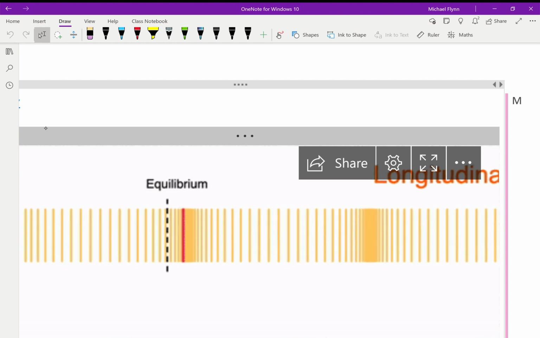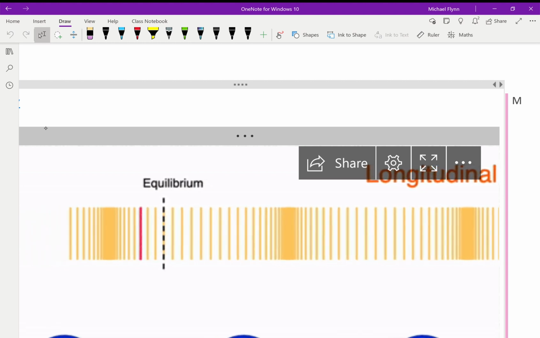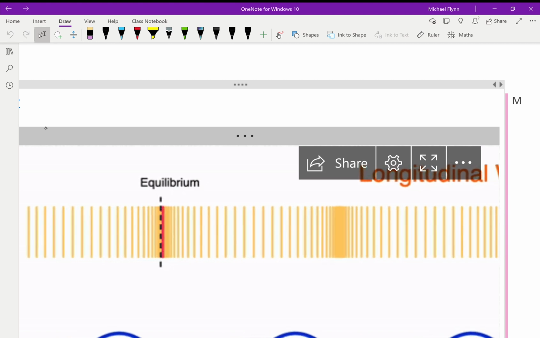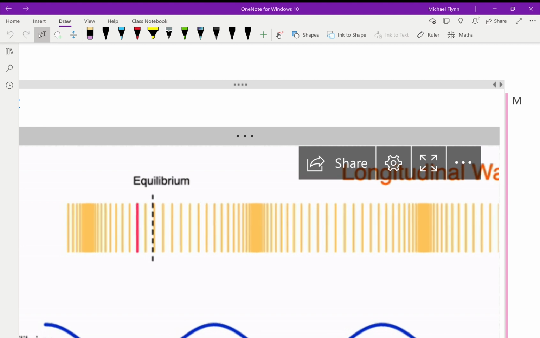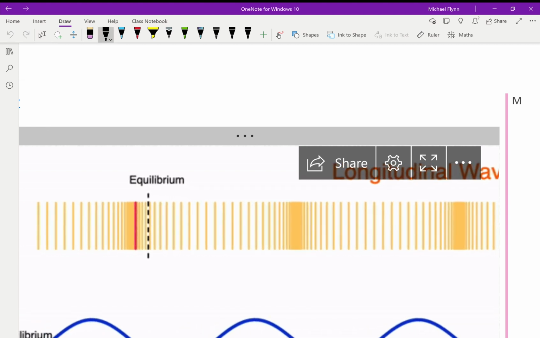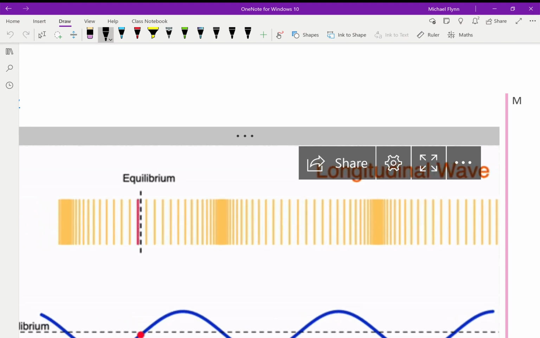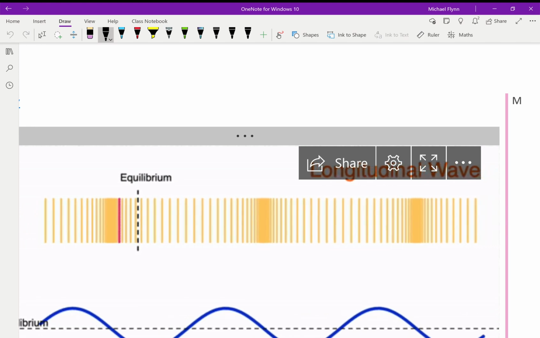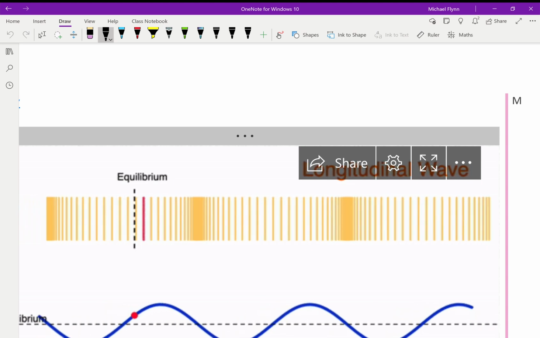Longitudinal means parallel, and so what's happening is, if you watch any one of the lines, it moves forward and back as the wave moves from the left to the right-hand side of the screen, okay? So these are longitudinal waves. See, there's no up and down movement this time, okay? No up and down movement, only back and forth.